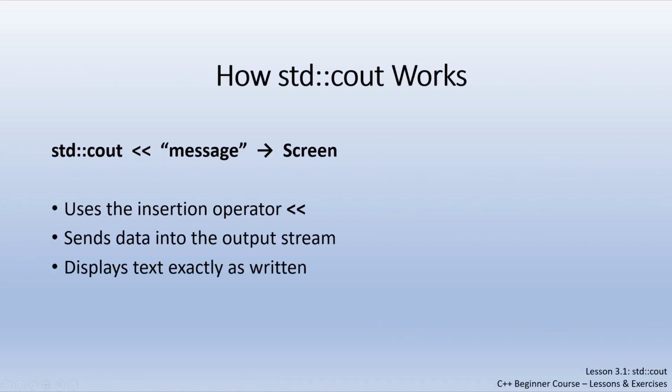std::cout works by using the insertion operator, written as two angle brackets pointing left. You can think of it as pushing information into the output stream. Whatever you insert into cout gets displayed on the screen exactly as you wrote it.